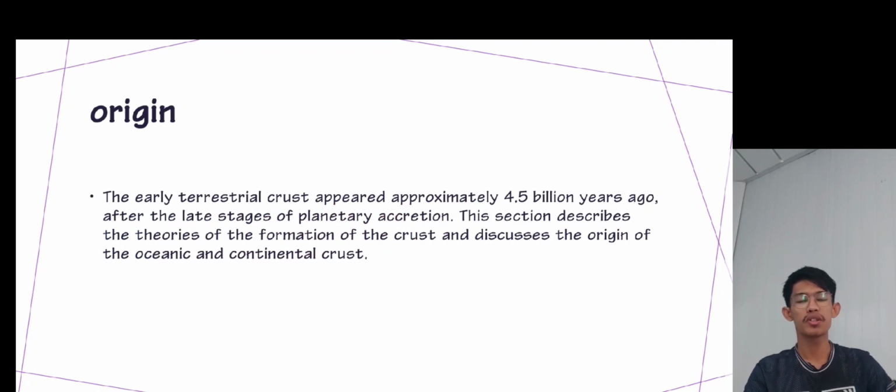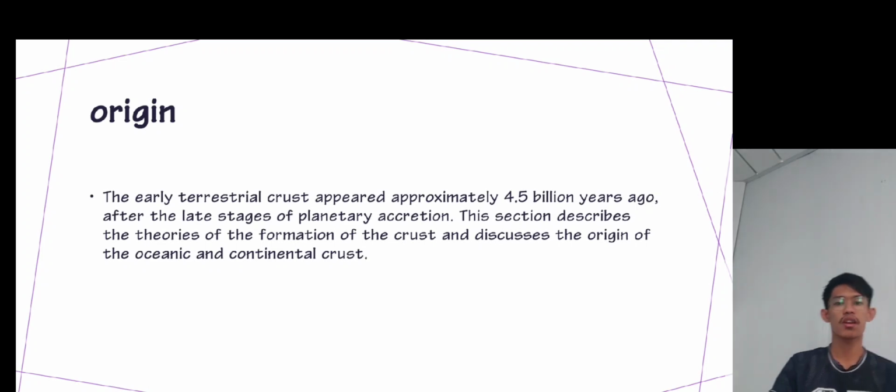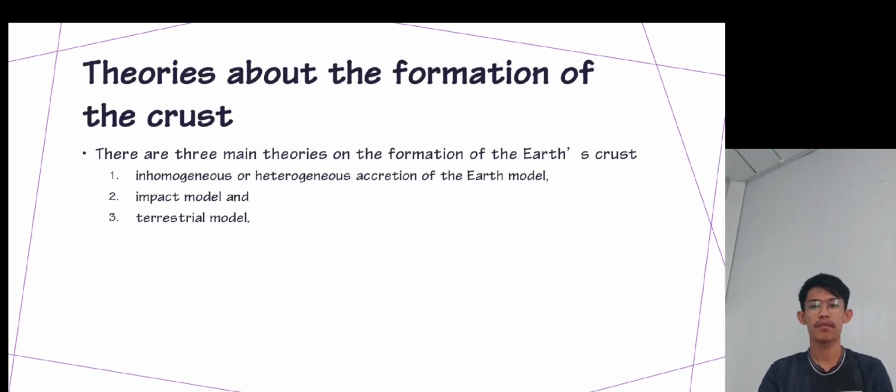Okay, let's go to the origin of the Earth crust. The early terrestrial crust appeared approximately 4.5 billion years ago, after the late stage of planetary accretion. These sections describe the theories of the formation of the crust and discuss the origin of the oceanic and continental crust. There are 3 main theories of formation of the crust: inhomogeneous and heterogeneous accretion of the Earth model, impact model, and terrestrial model.